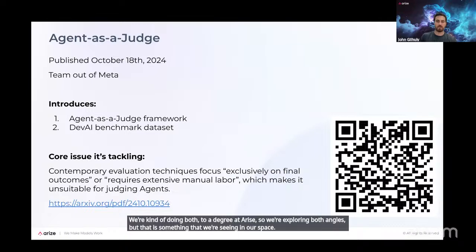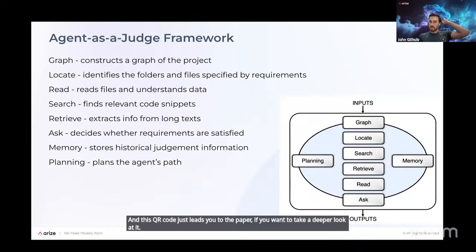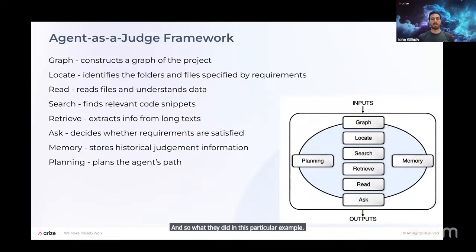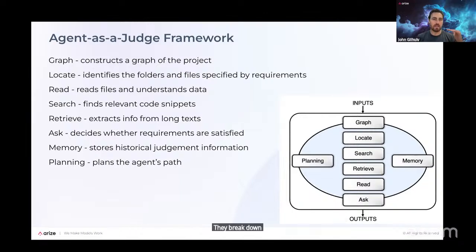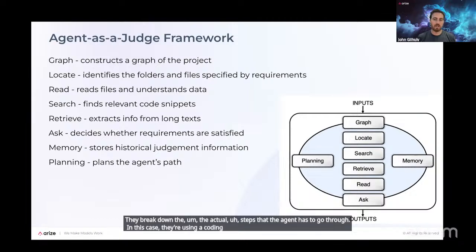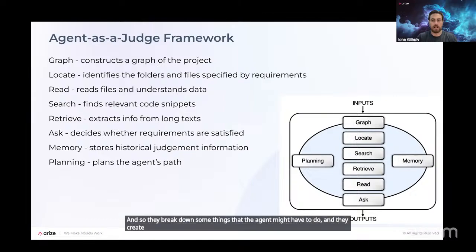This QR code just leads you to the paper if you want to take a deeper look at it. What they did in this particular example was kind of what we've done over the course of these three different sessions. They break down the actual steps that the agent has to go through. In this case, they're using a coding agent generally, so you can imagine that this agent as a judge is always being applied to a coding agent. They break down some things that the agent might have to do, and they create evaluations or steps almost to evaluate each of those.